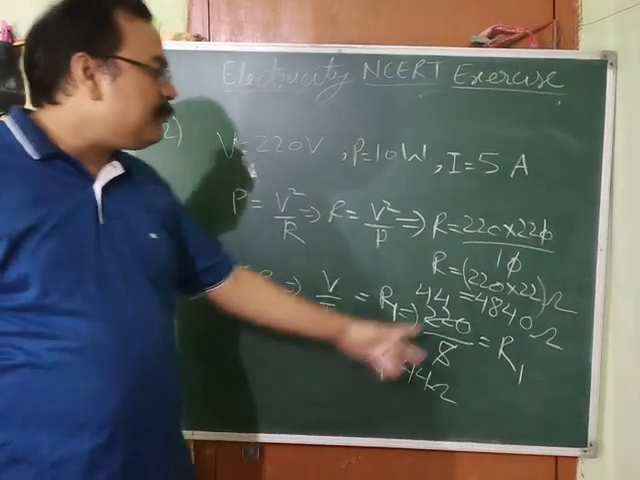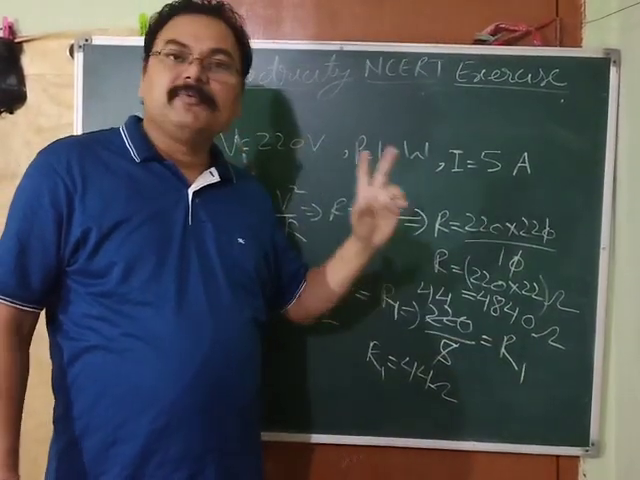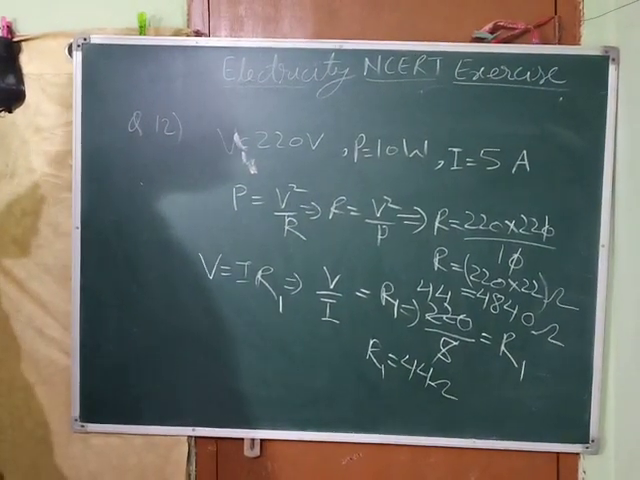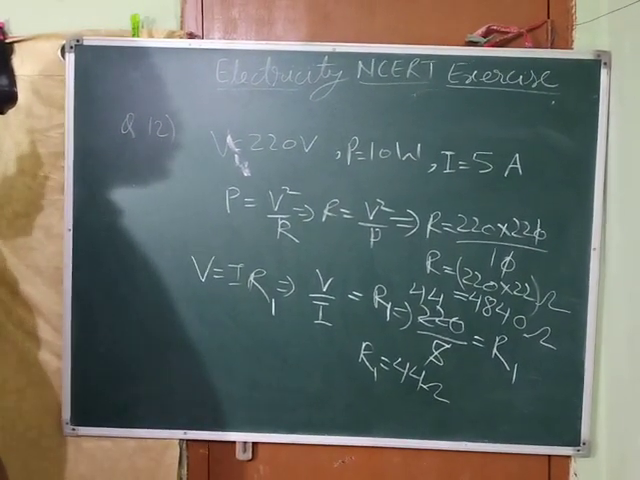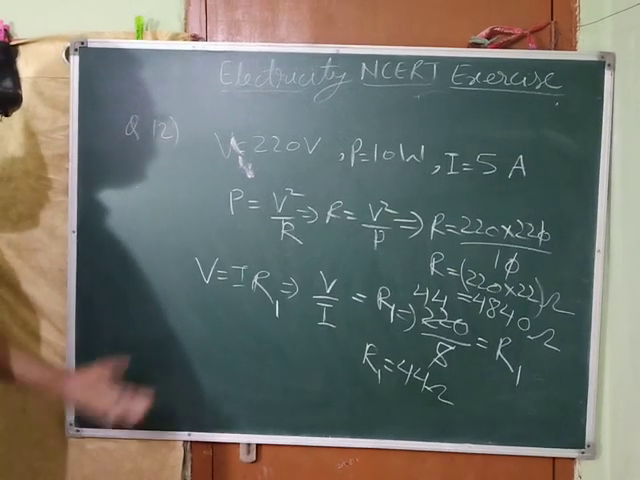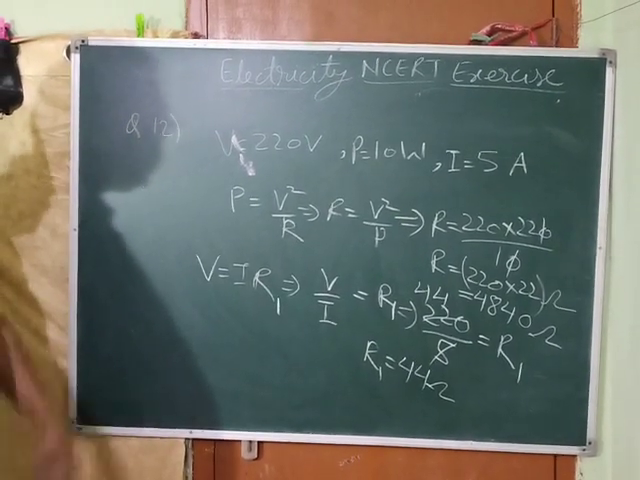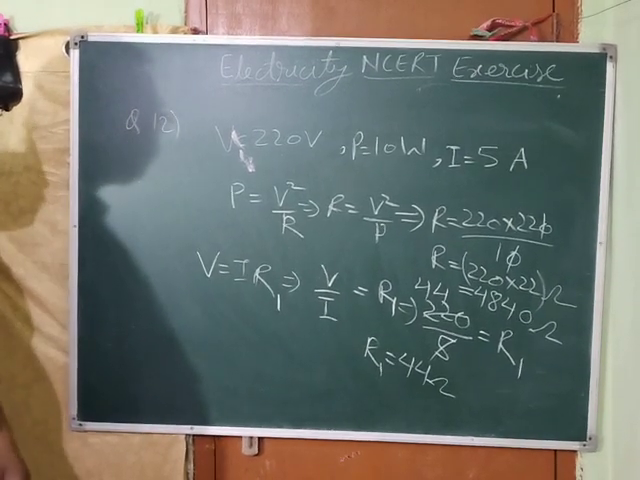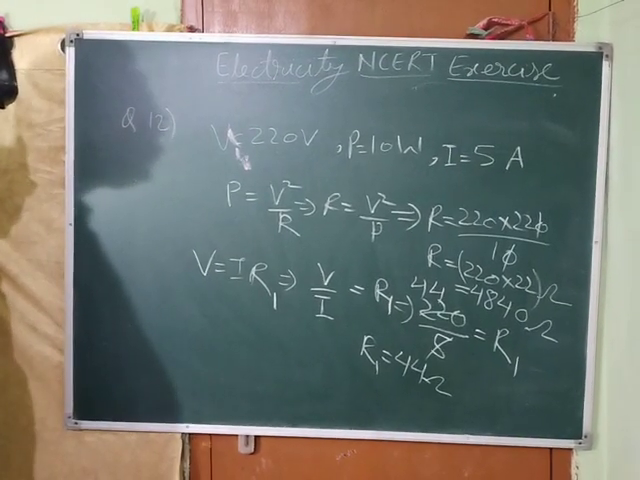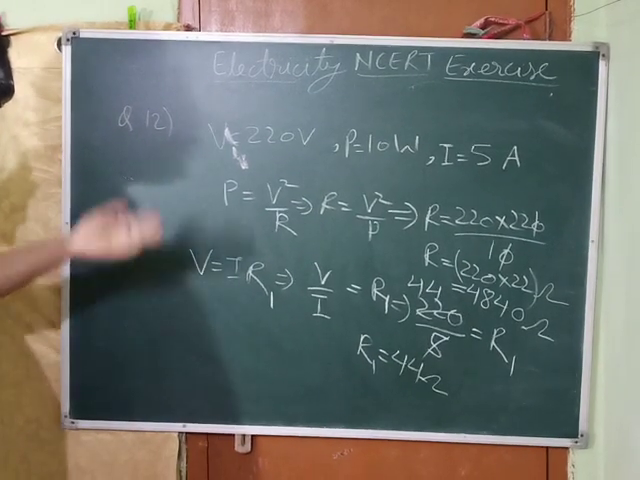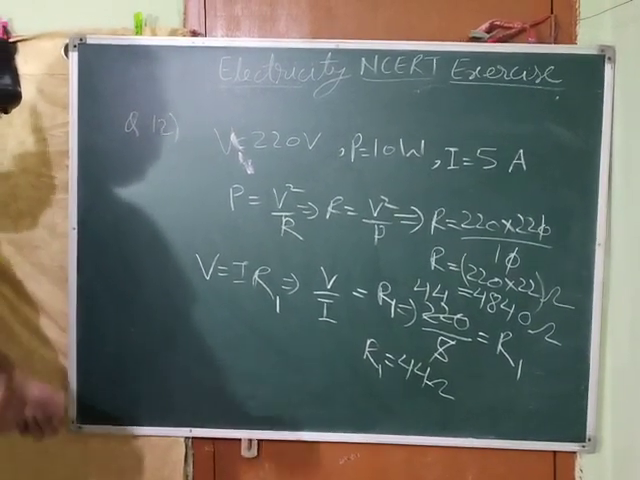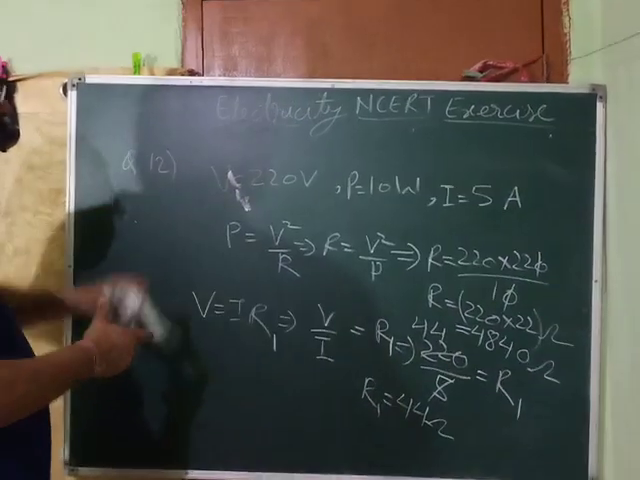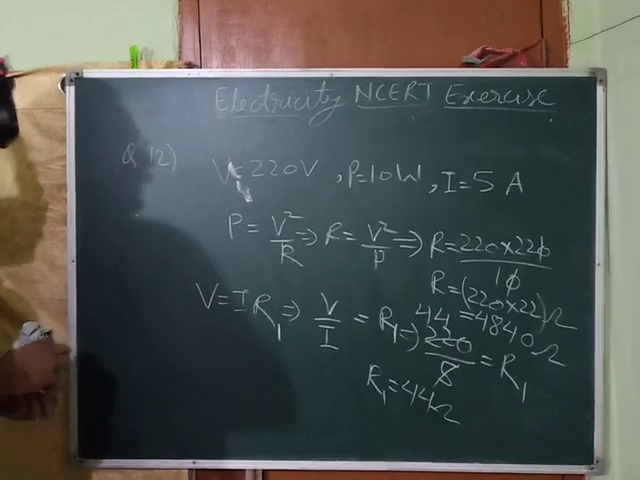Now suppose we are connecting two bulbs in parallel, then the total resistance will be how much? Half of that, 4840, that is 2420. If we are connecting 4 in parallel, the total resistance will be 1/4 of that, that is 1210. That means we have to connect more than 4.